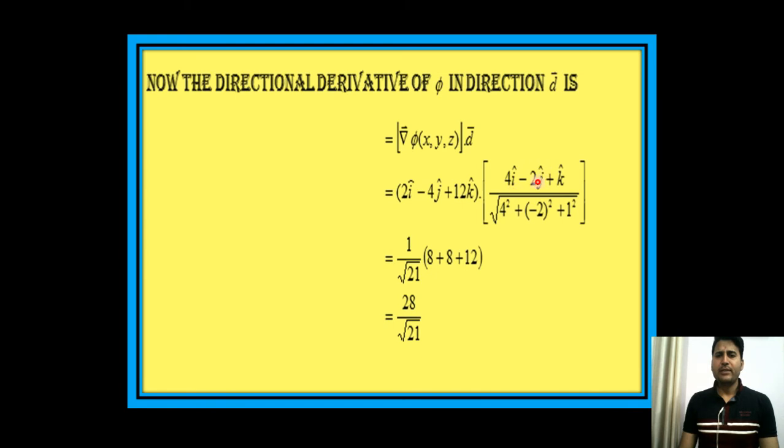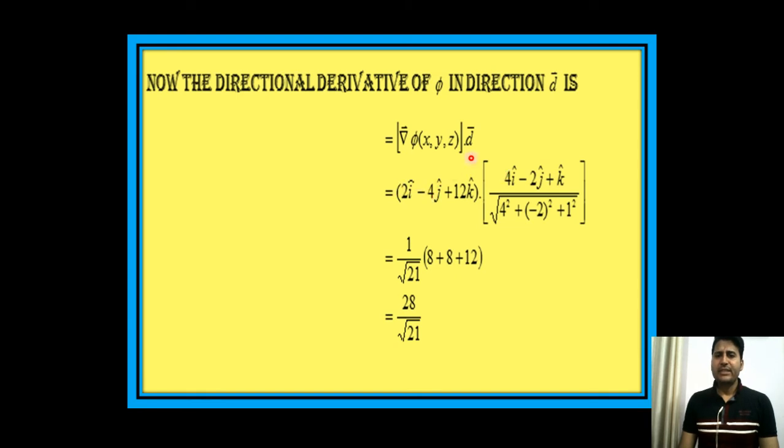So 4 square plus minus 2 square plus 1 square. So this will be 16 plus 4, 20 plus 1, 21, root of 21. Now do the dot product, i to i. So 2 into 4 is 8, minus 4 into minus 2 plus 8, 12 into 1 is 12.